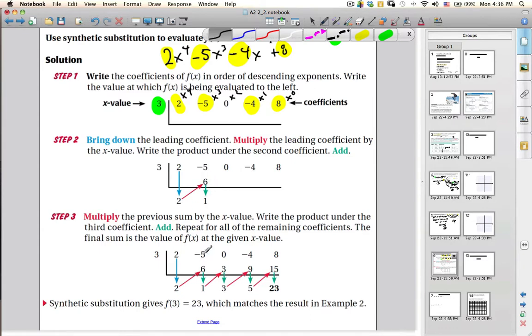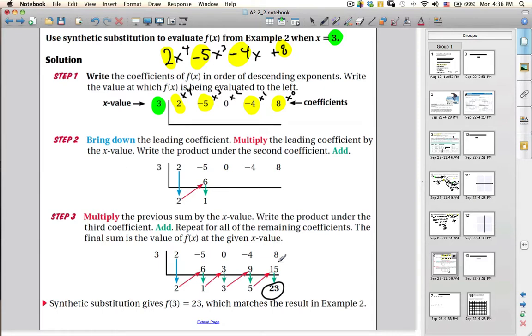So you see, here we are. Negative 5 plus 6 is 1. Times 3 is 3. I write it in the next column. 0 plus 3 is 3. Times 3 is 9. Negative 4 plus 9 is 5. Times 3 is 15. I put it in the next column. 8 plus 15 is 23. And I get the same value.